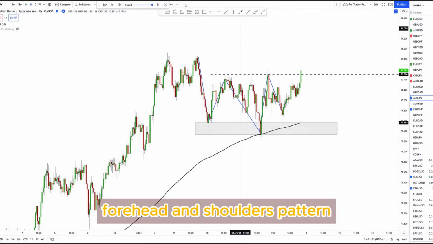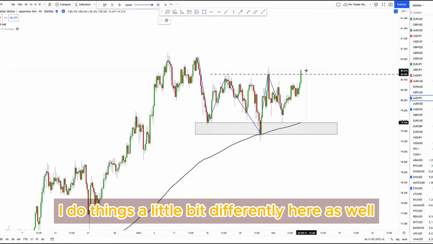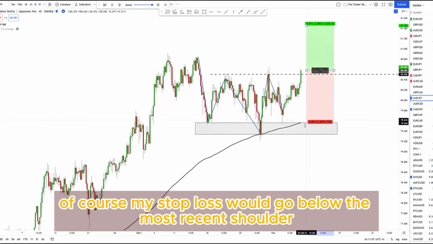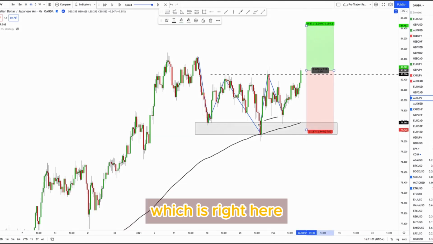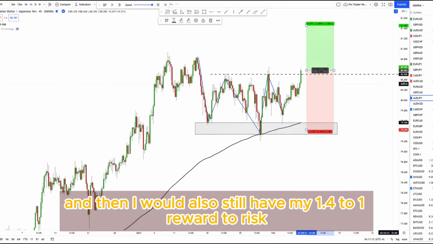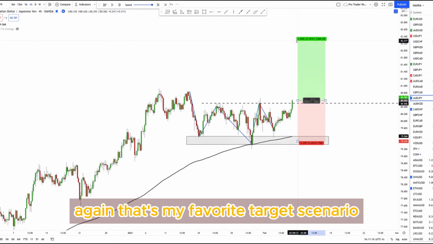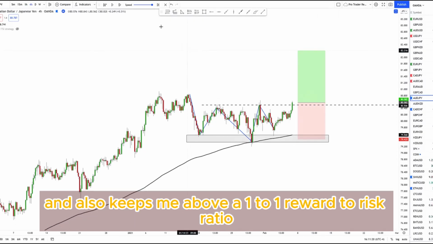For a head and shoulders pattern, I do things a little bit differently here as well. My entry would be the close of that candle, of course. My stop loss would go below the most recent shoulder, which is right here. And then I would also still have my 1.4 to 1 reward to risk. Again, that's my favorite target scenario. It gives me a better winning percentage and also keeps me above a 1 to 1 reward to risk ratio.